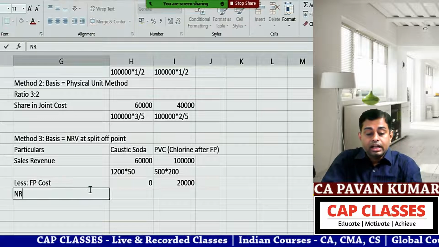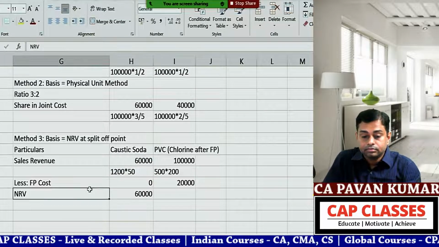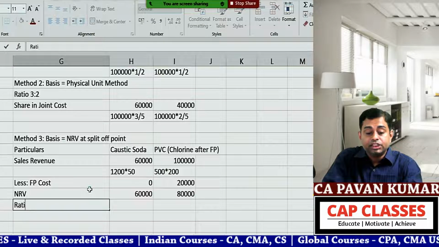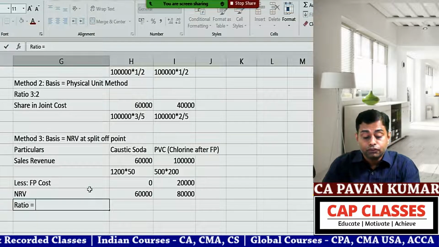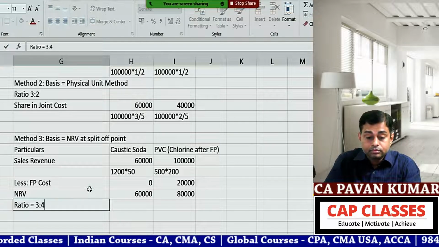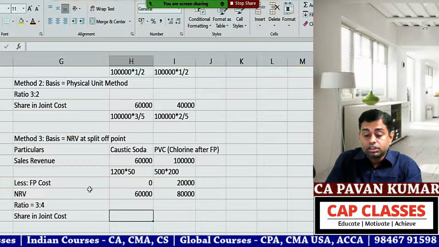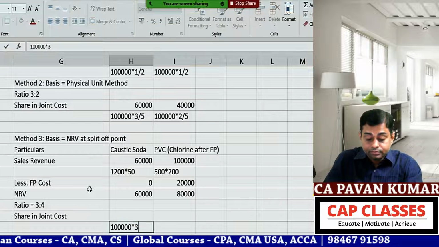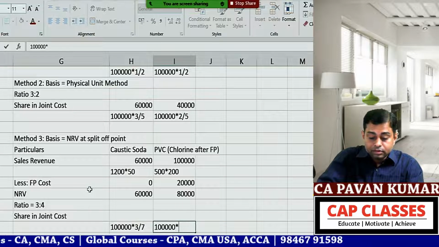So net realizable value is this minus this. 60,000, 80,000. So tell me what is the ratio? 6:8. Can I say 3:4? Sharing joint cost, so can I say 1 lakh into 3/7? Here 1 lakh into 4/7.